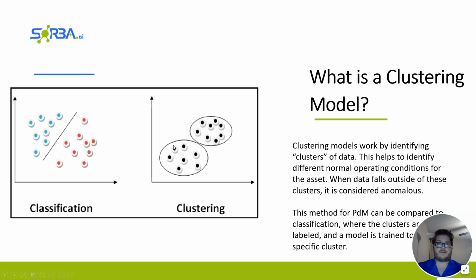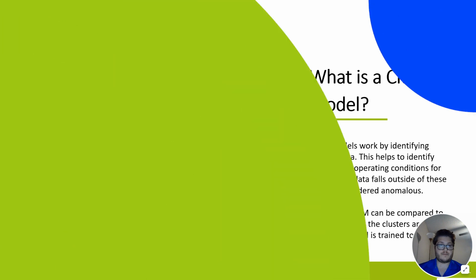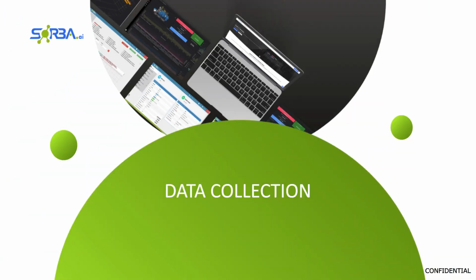For today, though, we'll be going over clustering models, which are also used for anomaly detection, essentially for general anomaly detection, where they will detect anything that you do not define as normal behavior. But it will not give you as much information about what specifically the anomaly it's identifying is, as compared to a classification model. The first step to carry out our predictive maintenance application is to set up our data collection.